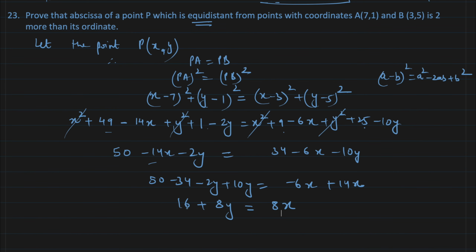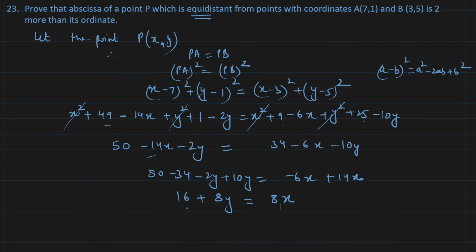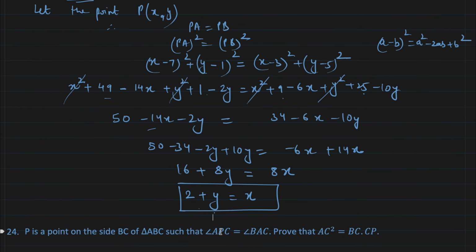As 8 is a common factor in the whole equation, so we can divide the whole equation by 8. So 8 divided by 16 is 2, y is x. This is what you have to prove, that abscissa, the x coordinate, is 2 more than the ordinate, y. So we proved it. Correct, students? I hope it's clear. So equidistance means that the two distances are equal. PA equals PB. P is not the midpoint. Please make sure, until and unless it is given that it's a midpoint, right?